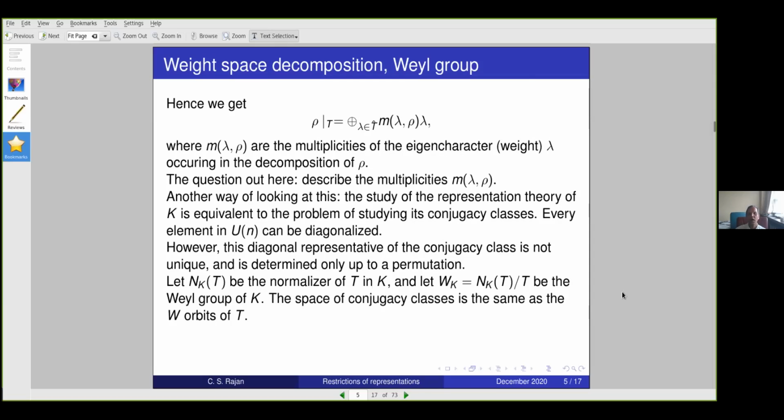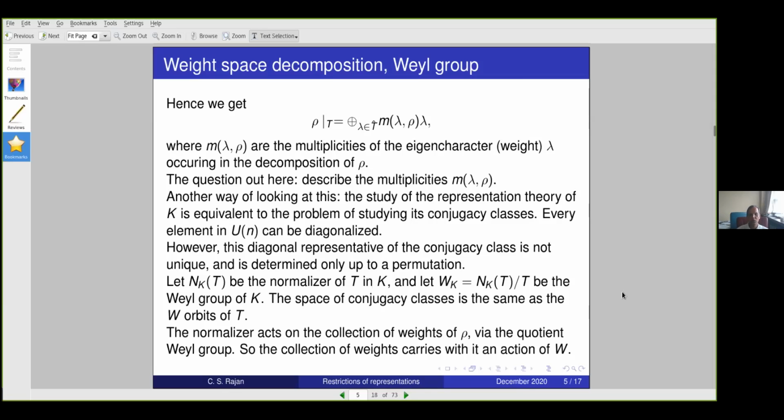All right. And so now you look at N_K(T), the normalizer of T in K, and W_K is the Weyl group, the quotient of the normalizer by the torus T. And the space of conjugacy classes is the same as that of the W-orbits of T. So in some sense, you have to look at this with the action of W, which occurs in a natural manner.